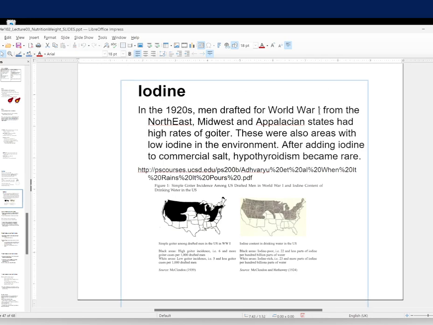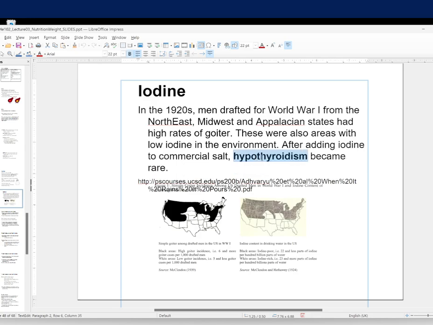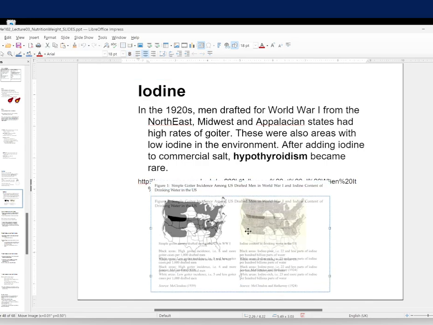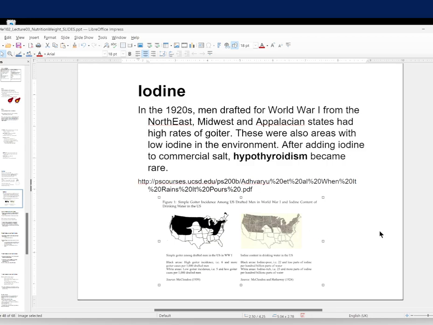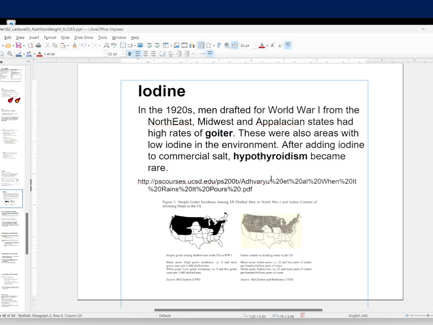Back in World War I, they found that recruits from these parts of the country had higher rates of hypothyroidism. And one of the signs of hypothyroidism is goiter, which I won't search for, but you may find the pictures of goiter interesting. Go ahead and search for goiter on the internet, or hypothyroidism. Anyway, people from here, which is like the landlocked states mostly, were suffering from it.